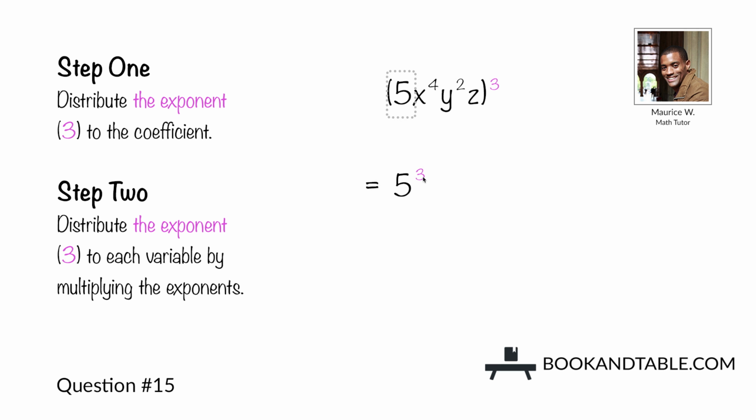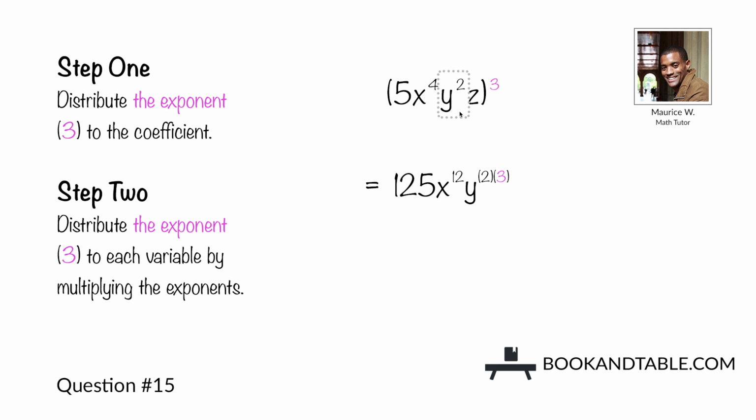Step 1. Distribute the exponent 3 to the coefficient 5. 5 to a power of 3 is equal to 125. Step 2. Distribute the exponent 3 to each variable by multiplying the exponents. For our x term, we have x to a power of 4 to a power of 3, giving you x to a power of 4 times 3, which equals positive 12.